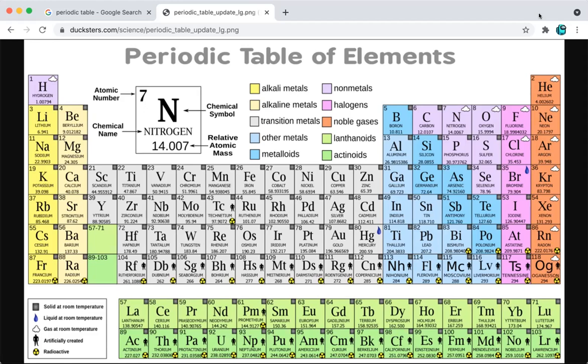And then the atomic number is on the left side. It says 7, okay? So for now, when we're counting protons and electrons, the number that you want to refer to is the atomic number. The atomic number is the number of protons in an atom, okay? So if we're looking at nitrogen, nitrogen is atomic number 7. That 7 is the number of protons, okay?